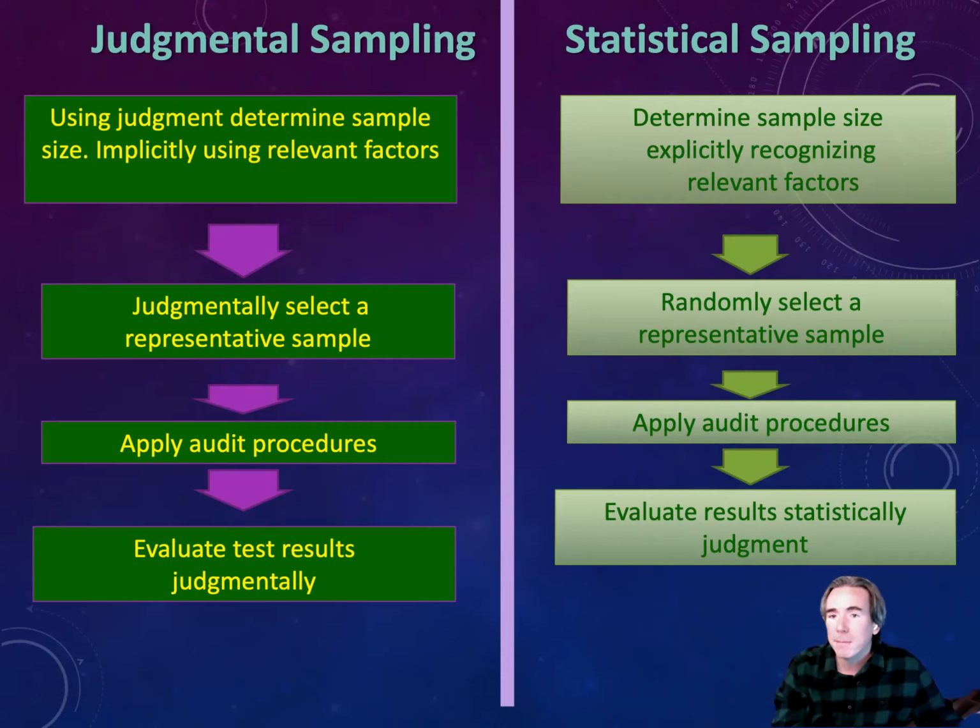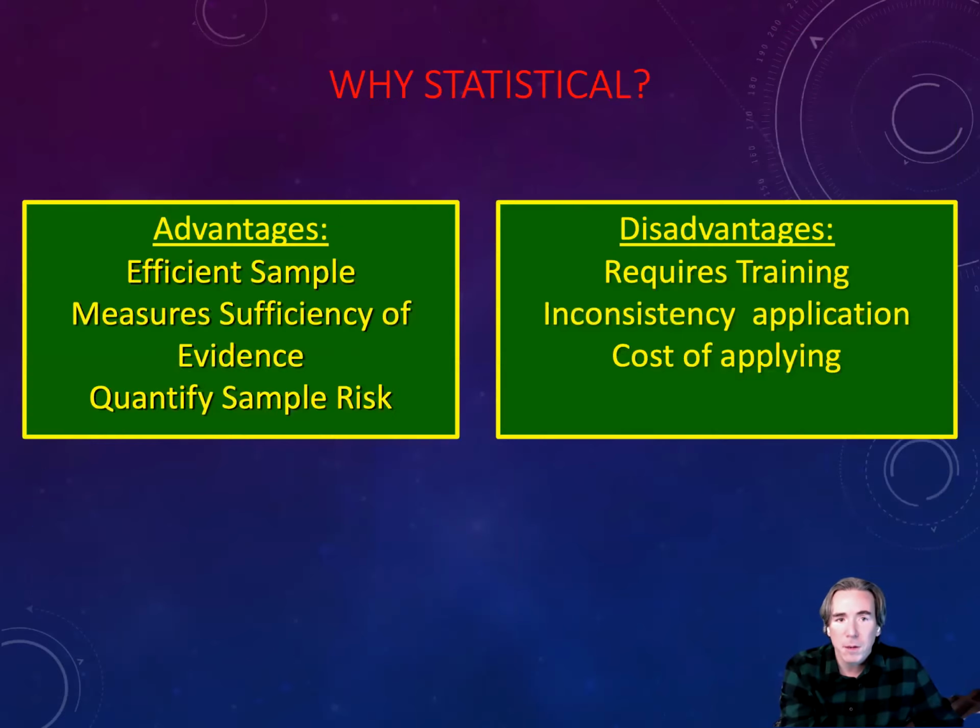Statistically, what we'll do is we'll explicitly estimate certain numbers, the tolerable rates, the expected rates, and we'll use these numbers and mathematical principles to identify an appropriate sample size. Then we will use statistical methodology to identify a randomly selected representative sample. We'll apply our procedures, and we'll also use our judgment to interpret the results based on scientific principles. Unfortunately, what happens sometimes is the auditors will do the first 3 steps in judgmental and then attempt to interpret the results with statistical, which is one of the concerns the PCAOB has raised.